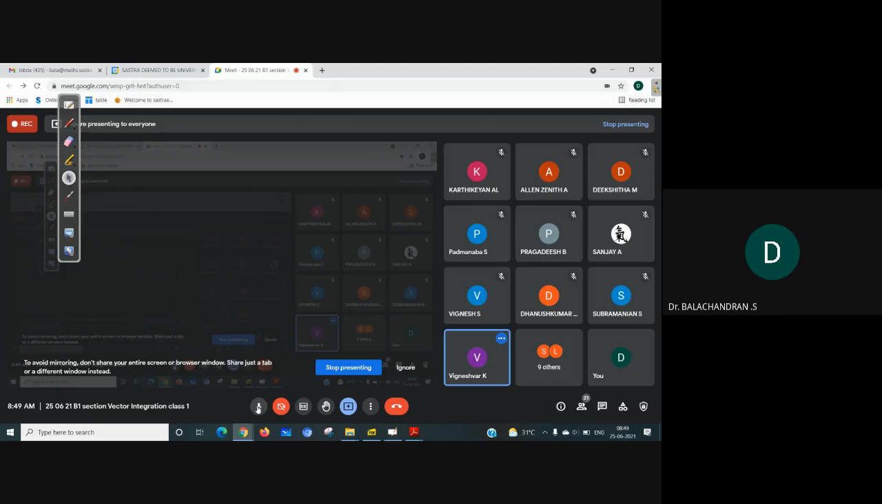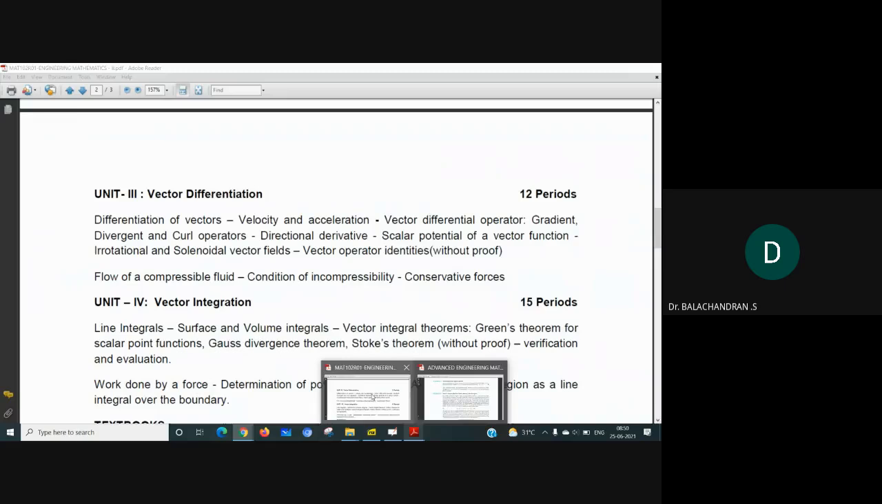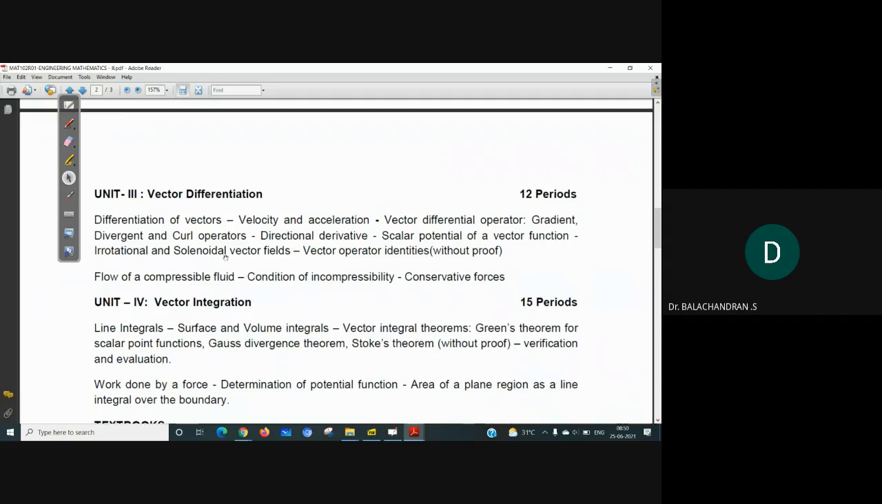So before going to the next topic, I want to show you the syllabus. Now we are discussing the third unit, vector differentiation. I think I finished up to vector operator identities. And now I am going to start conservative forces, okay, and then line integrals. And then I gave already the condition of incompressibility.